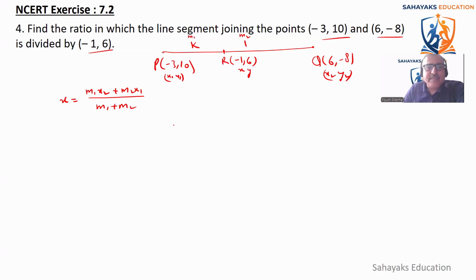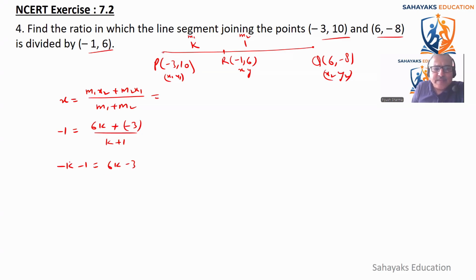Right? (M1 X2 + M2 X1) divided by (M1 + M2). So let's put the points. So what is the value of X here? It's -1 is equal to M1 X2, that is K into 6, that is 6K, plus M2 into X1, that is 1 into -3, that is -3, divided by M1 plus M2, that is K plus 1. Cross multiply, it becomes -K minus 1 is equal to 6K minus 3.